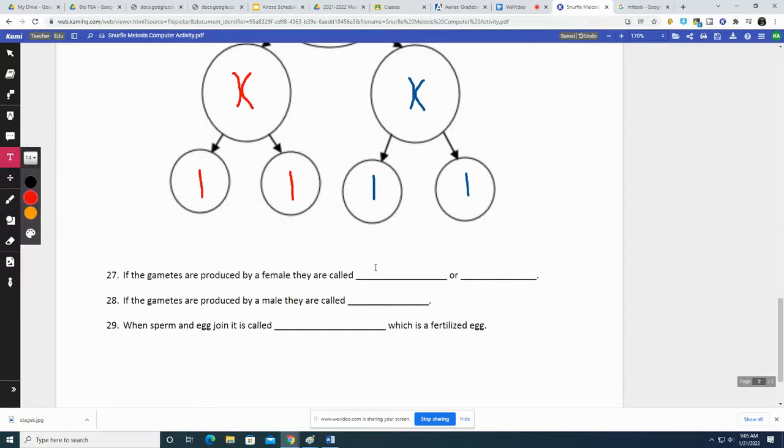If the gametes are produced by a female, they're called eggs, or ova. And the male gametes are the sperm. When a sperm and egg join, this is a new term, you've never heard this one, but remember, you will forget it in about 30 seconds if you don't practice it. But anyways, a fertilized egg is not an embryo, it's called a zygote. Zygote. How am I going to remember that? Practice it. Do the quizzes, do the Quizlets.